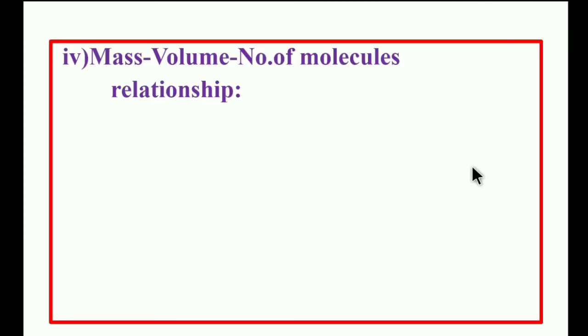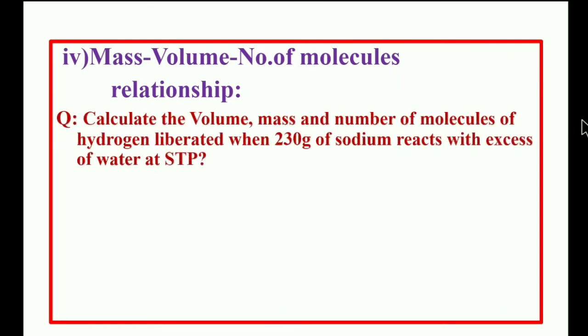And the fourth one: mass, volume, number of molecules relationship. That means molar mass, volume, and number of molecules. Three concepts we are interpreting here. We are observing the relationship in this. Let us go through the problem. Calculate the volume, mass, and number of molecules of hydrogen liberated when 230 grams of sodium reacts with excess of water at STP.